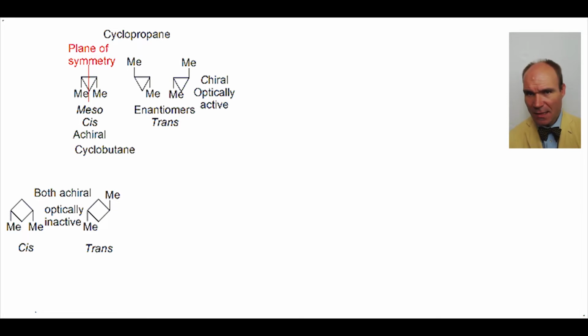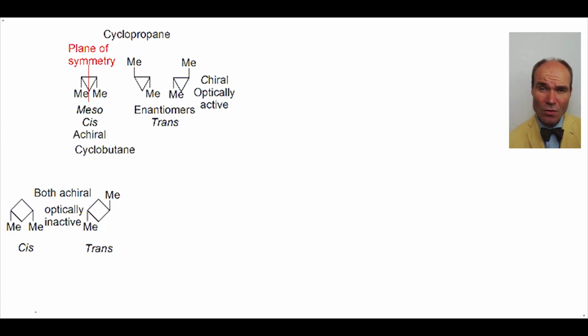Hold on now. The cis looks like meso. We'll come back to that in a minute. So maybe you can say that it's achiral, optically inactive. But the trans, that's surely chiral, optically active. What's going on? We have drawn the molecule with a view from one direction. But that doesn't mean we mustn't consider other directions.